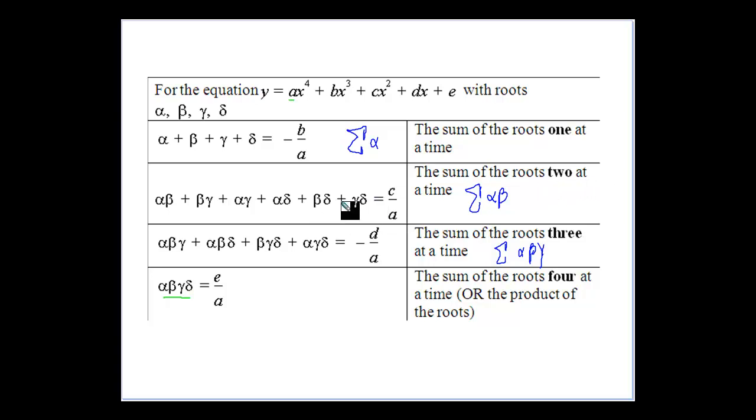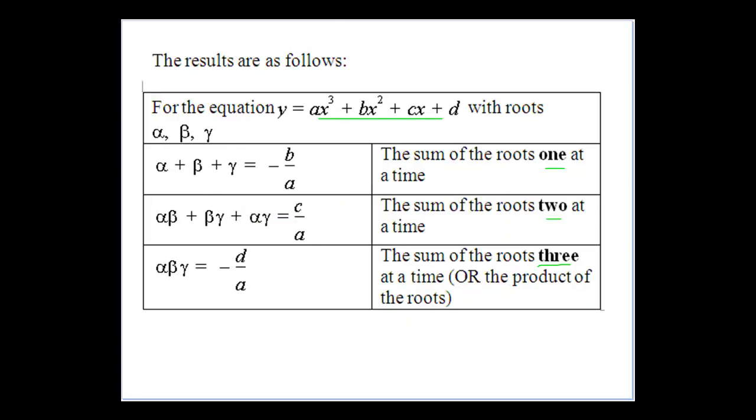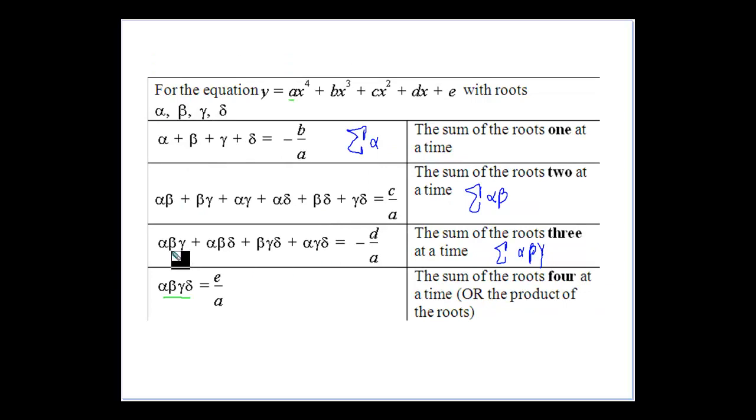So 1 at a time was given to us by minus b on a, and then 2 at a time is c on a. We saw the same idea for the cubic: taking 2 at a time was c on a. So you might be able to see the pattern occurring. For alpha beta gamma and so on, that's the sum of the roots 3 at a time, and that's given to us by minus d on a. Same as we did before, except it was the product of the roots with a cubic. Now the product of the roots this time is all 4 multiplied together, which is e on a, that constant over a. So that's the sum of the roots 4 at a time, or the product of the roots. There are the results we get.